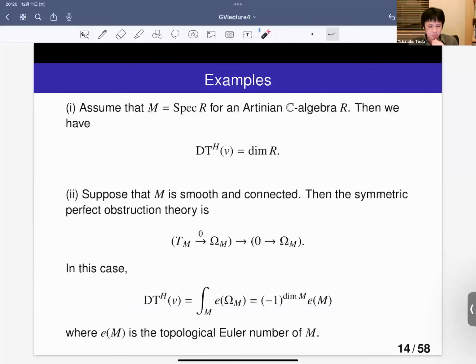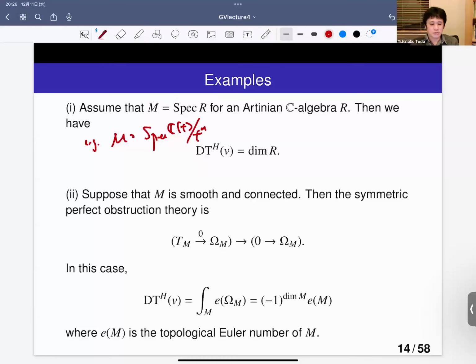So let me give some examples. Usually the dimension of the moduli space is positive, but there might be some cases where in fact this becomes zero-dimensional. This happens when the moduli space is the spectrum of an Artinian ring. Although this is zero-dimensional, it has some non-trivial scheme structure. For example, it may happen that M is like the spectrum of C[t]/(t^n).